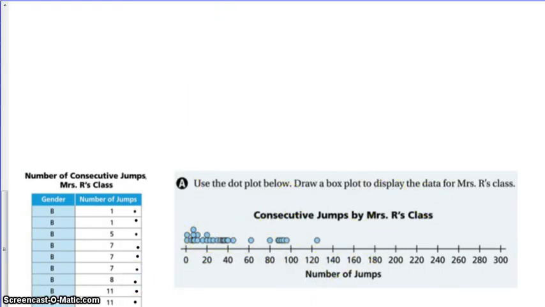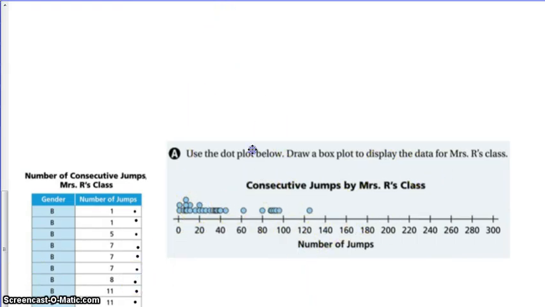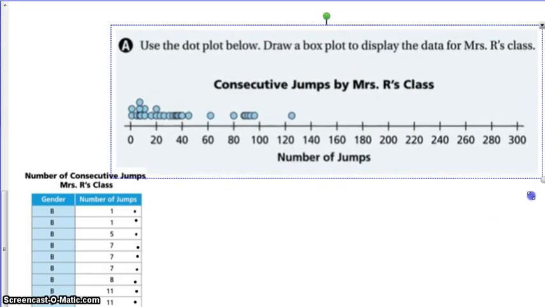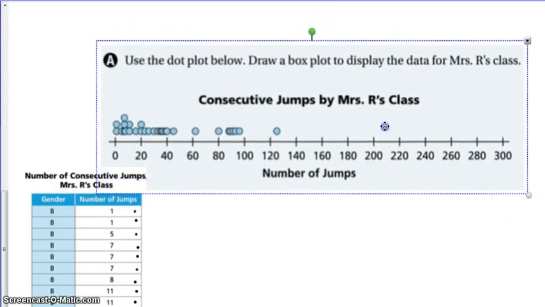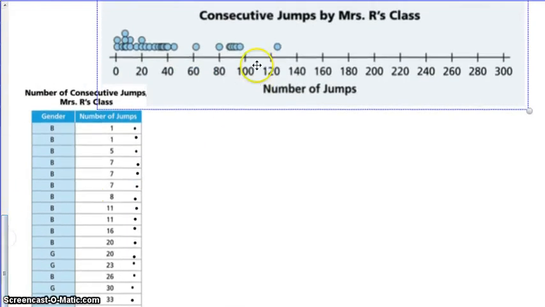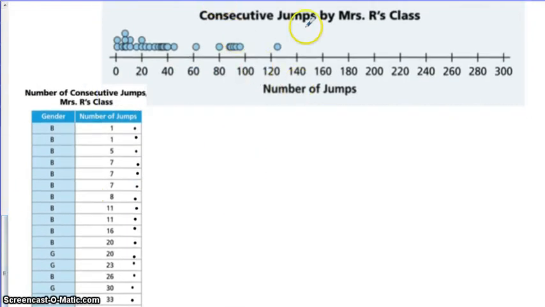So what I'm going to do is scoot this up higher and blow it up a little bit so I can indicate how to draw the box plot. The first thing we need to know in order to make a box plot is the minimum. Let's identify the minimum. The minimum is the smallest number. Right here, we have a minimum of 1. So the first line I'm going to put is at 1.